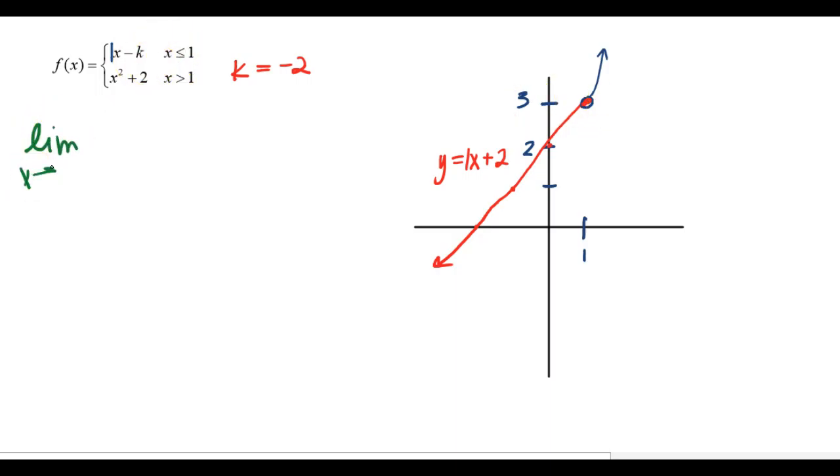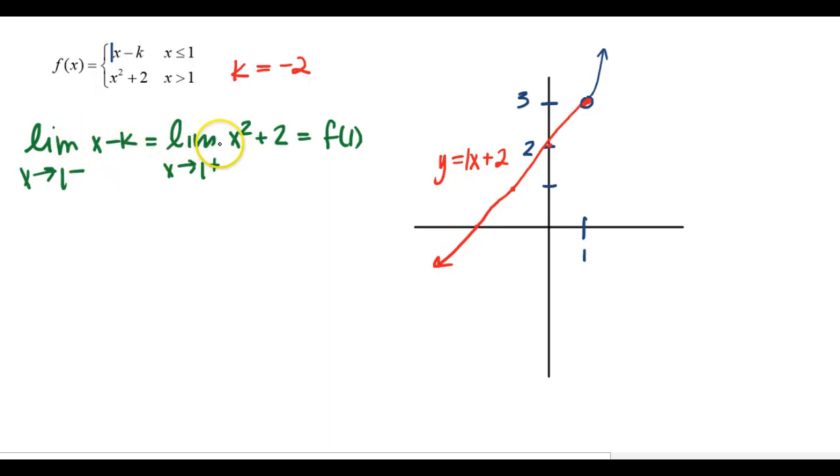So the limit as x approaches 1 from the left, the function there is x minus k. That has to equal the limit as x approaches 1 from the right of the second piece, x squared plus 2, and that's going to have to equal f of 1. So forcing this to be true forces continuity at the value 1, which is the only place there could be a problem, because the top function is linear, which is continuous everywhere. The bottom function is quadratic, which is continuous everywhere on their respective domains.